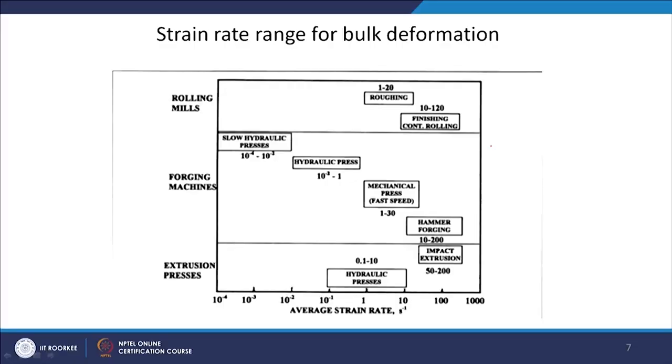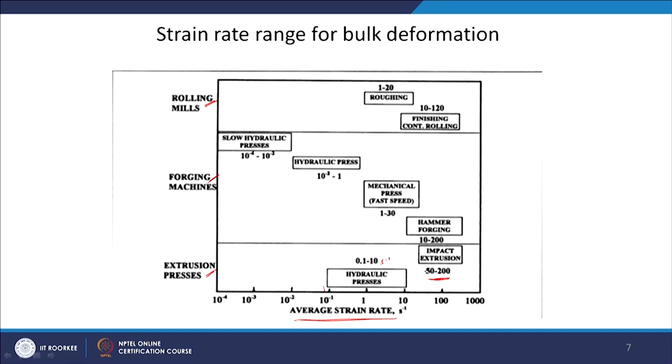Now, there are some applications we are going to see for processing maps. Before coming to that, I just wanted to show you the strain rate ranges for different bulk deformation processes. So, you have rolling, forging, and extrusion. The average strain rate of these three processes is given on the x axis. For extrusion, if we are using a hydraulic press, the strain rate is in the range of 0.1 to 10 per second. For impact extrusion, very high velocity extrusion, the strain rate is in the range of 50 to 200 per second.